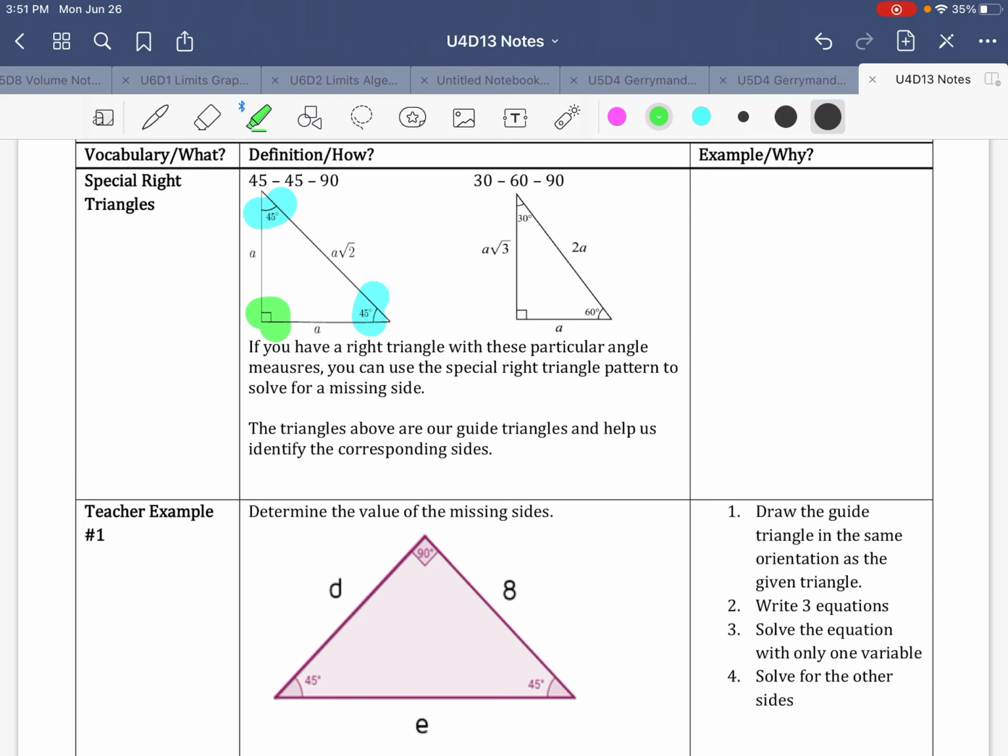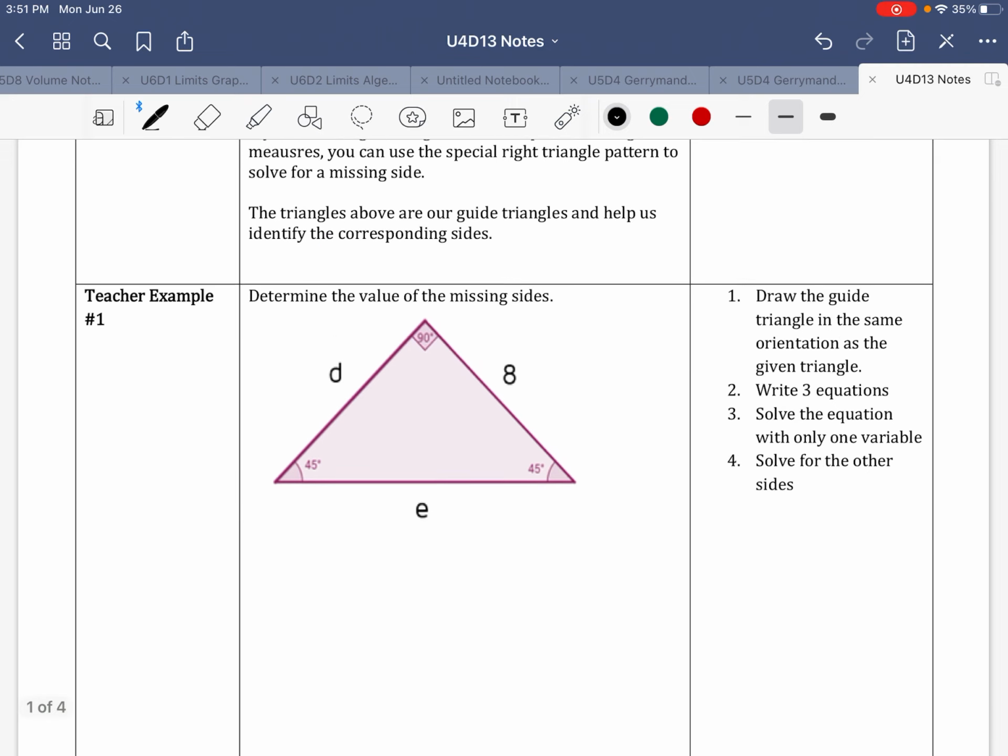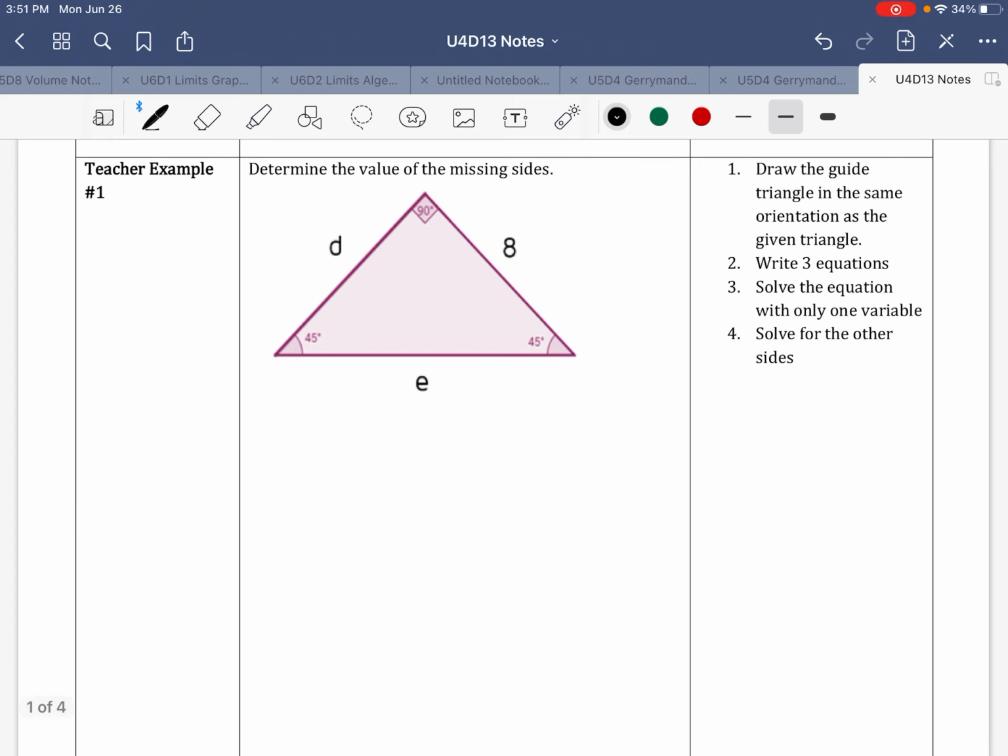Similarly, if we have a 30, 60, 90 degree triangle, we can use these patterns in order to determine side lengths. Okay? So these are our two guide triangles that we're going to be using in order to determine the side lengths. So for our first teacher example, it asks us to find the value of the missing sides. In this case, we are looking for side lengths for D and E.